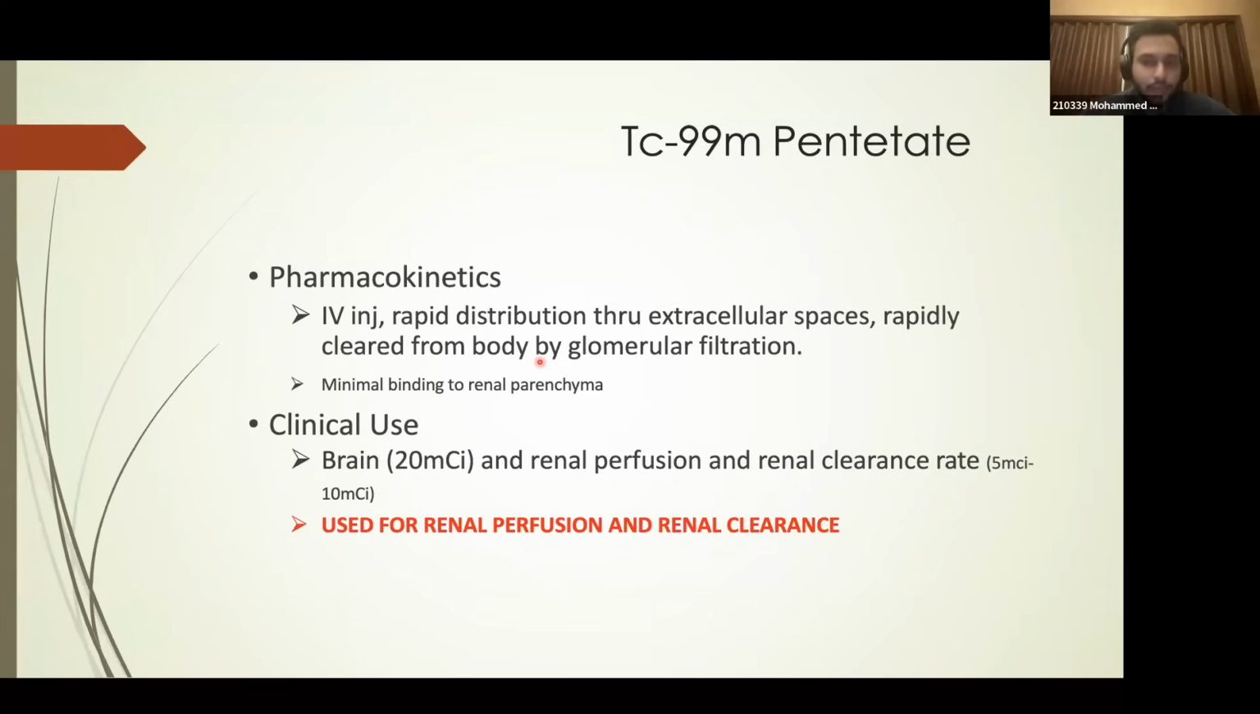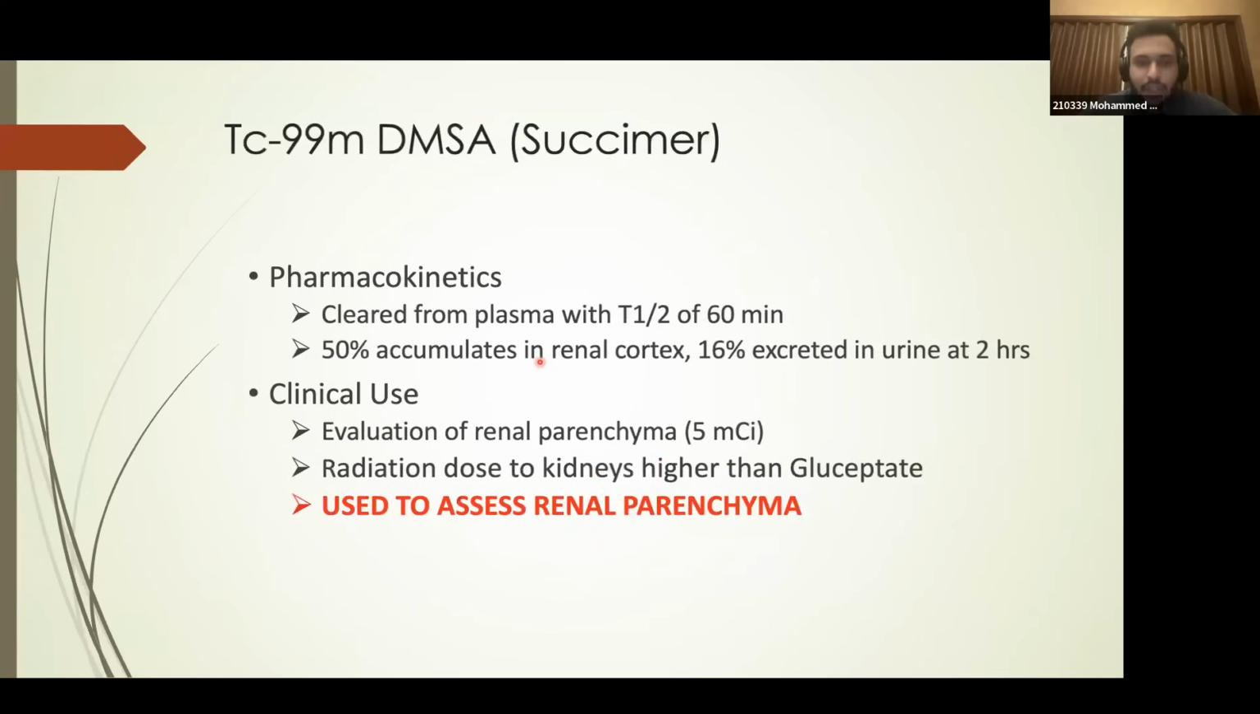The next one is DMSA, which she wants you to know about, and what it's used for. The ones in red, I put in red based on your transcripts. It's used to assess renal parenchyma. Once you see which form of technetium, which agent, is used to assess renal parenchyma, DMSA, or succimer, is the answer. Okay, that's it. Those are the points I want you to focus on mostly. They usually never ask about the pharmacokinetics, but read over it and understand it. Usually they ask about this.